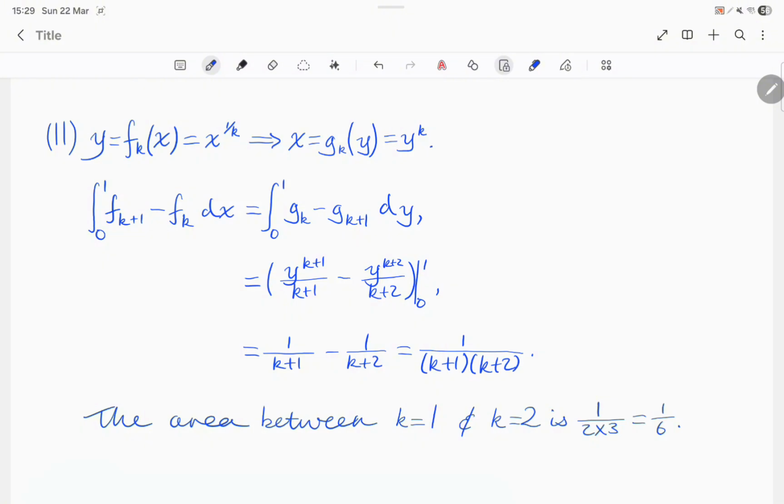These integrals are not identical, however, we may equate their numerical values since what we are performing is simply a reflection across the line y is equal to x. The integral on the right evaluates to 1 over k plus 1, k plus 2, and this is equal to the value of the integral on the left, and therefore the area between k equals 1 and k equals 2 can be evaluated to give 1 over 2 times 3, which is equal to 1 over 6 as required.